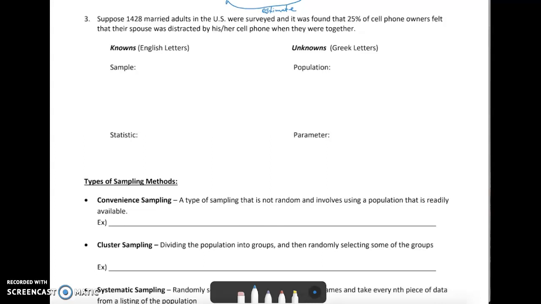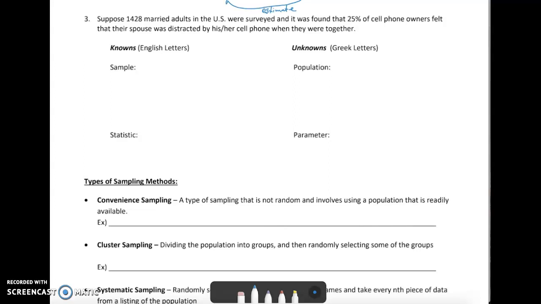Suppose that 1,428 married adults in the US were surveyed, and it was found that 25% of cell phone owners felt that their spouse was distracted by his or her cell phone when they were together. Let's go through and pick out the sample, the statistic, the population, and the parameter, with a reminder that your sample and statistic are what is known, and those are represented with English letters. And your population and your parameter are unknown, and those are represented with Greek letters.